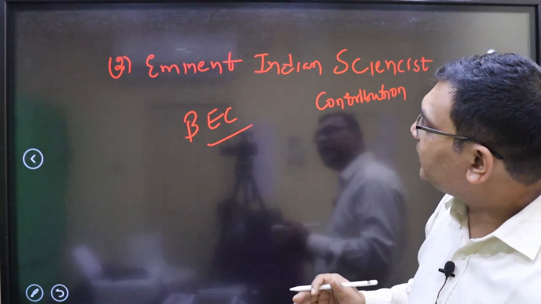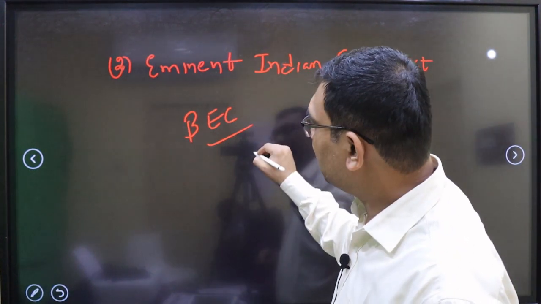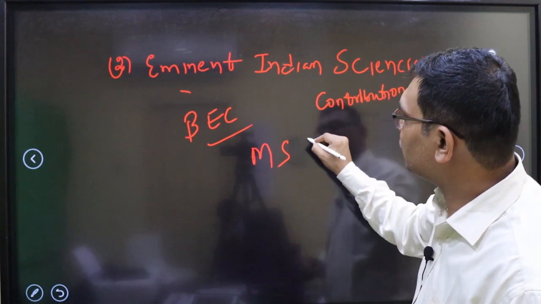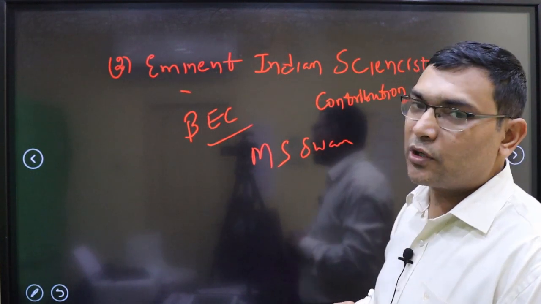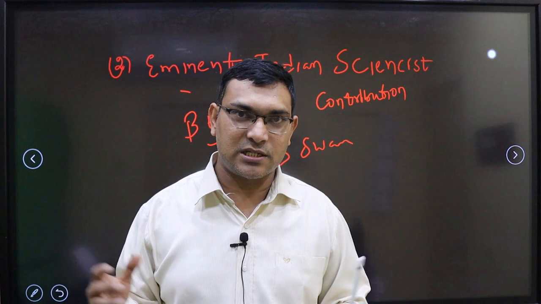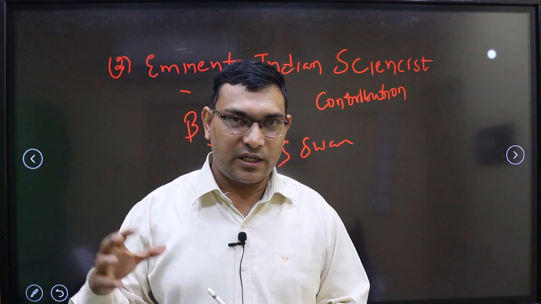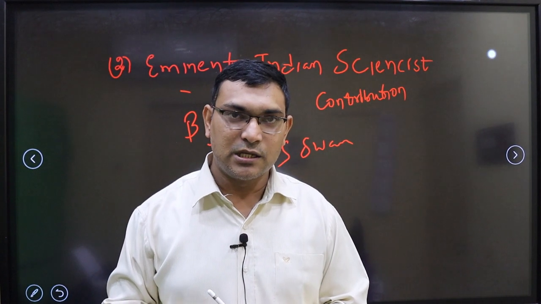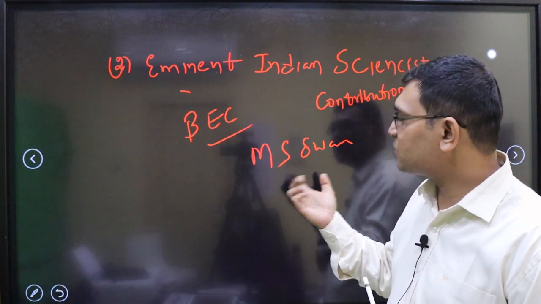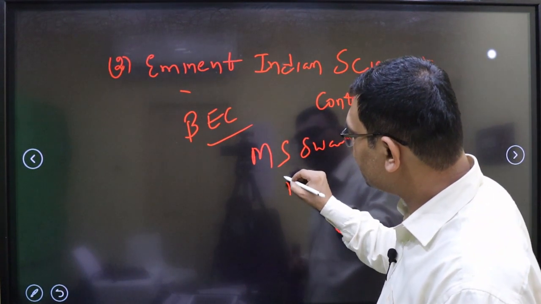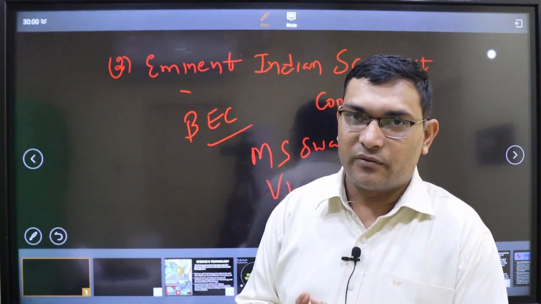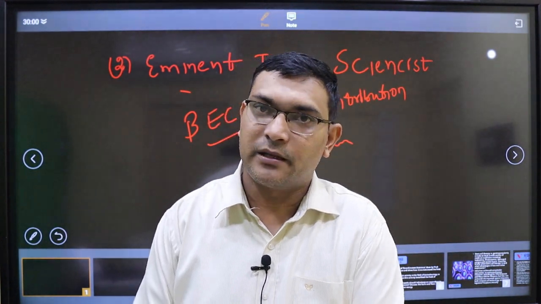Then there were other questions asked on MS Swaminathan. So what are the eminent scientists' contributions they are asking? MS Swaminathan was asked. Then also Visvesvaraya. He was an engineer, right? He constructed the Nagarjuna Sagar dam, where flood controlling measures were taken. So the contribution of Satyendranath Bose, MS Swaminathan, Visvesvaraya, all of these eminent scientists' contribution towards science and technology, they have asked.